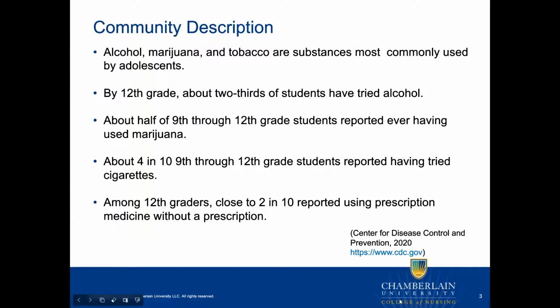The family environment is also important. Violence, physical or emotional abuse, mental illness, or drug use in the household increases the likelihood that an adolescent will use drugs. Alcohol, marijuana, and tobacco are substances most commonly used by adolescents.